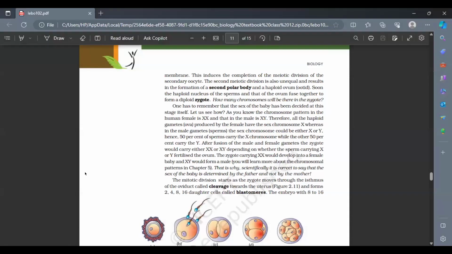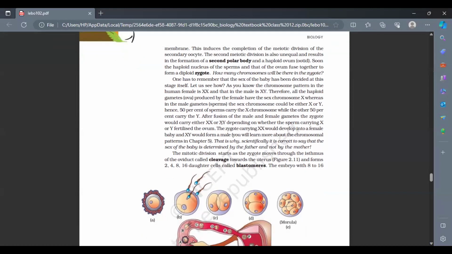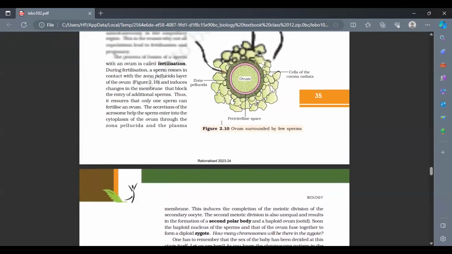Okay, till yesterday we are done with the fertilization process, and I need to discuss the process of development of the embryo today. What we discussed yesterday was that I showed you this diagram.